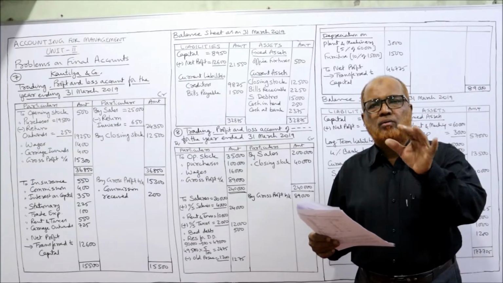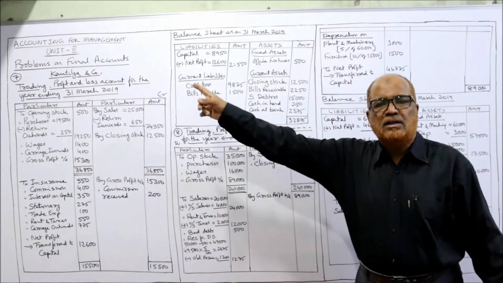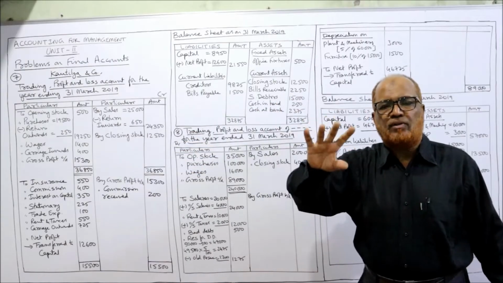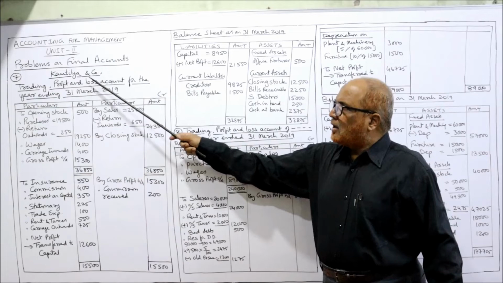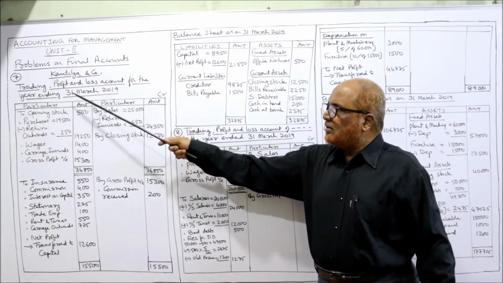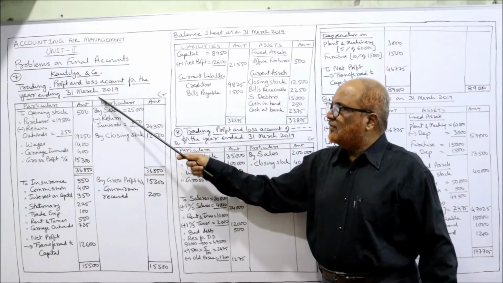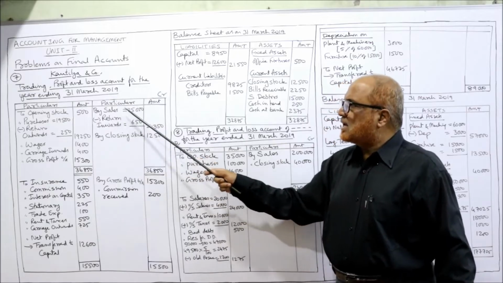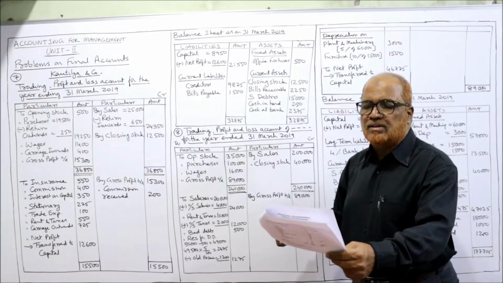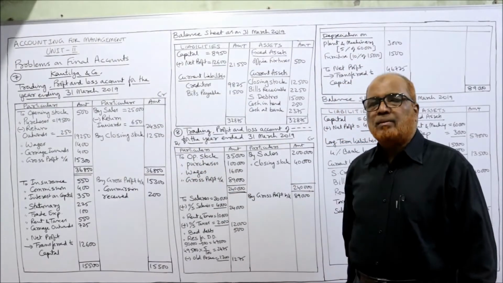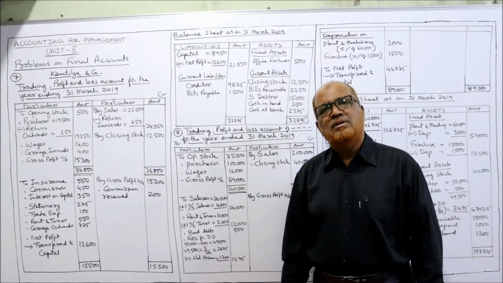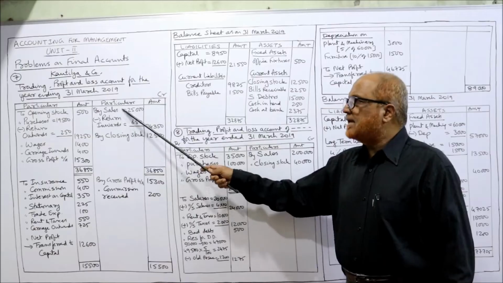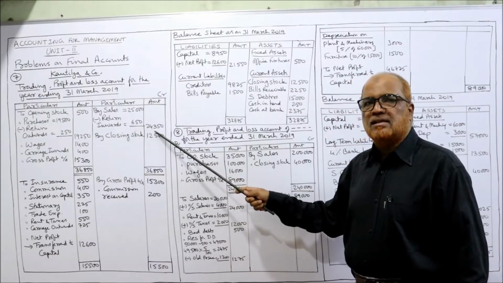Now simply you have to take all these items in the format of trading account, profit and loss account and balance sheet. Now see the format carefully. Kautilya and Company, name of the company. Trading profit and loss account for the year ended 31st March 2019. Sales are given 25,000. Here it is given sales 25,000. From sales we deduct the return inward. Return inward means sales return. Sales minus sales return, net sales.